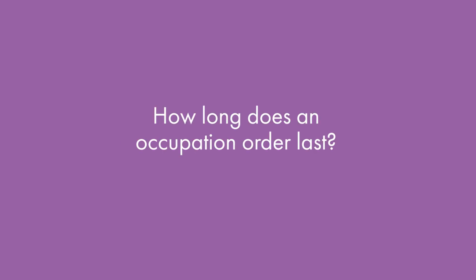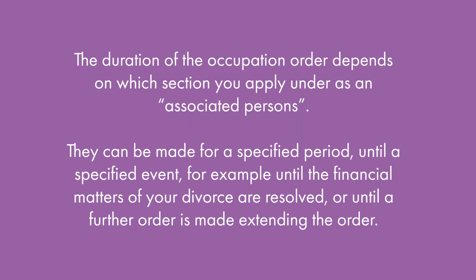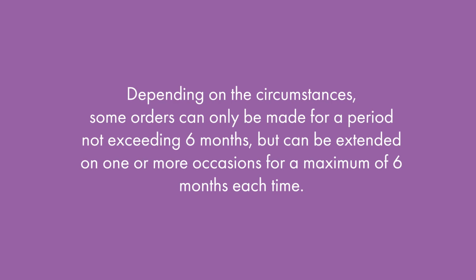The duration of the occupation order depends on which section you apply under an associated person. They can be made for a specified period, until a specified event, for example, until the financial matters of a divorce are resolved, or until a further order is made extending the order. Depending on the circumstances, some orders can only be made for a period not exceeding 6 months, but can be extended on one or more occasions for a maximum of 6 months each time.